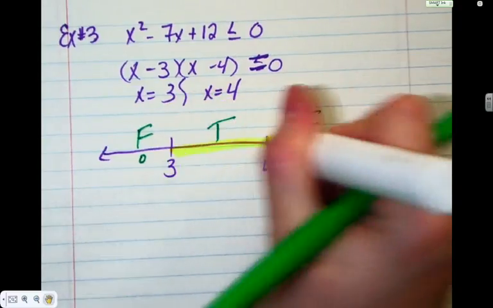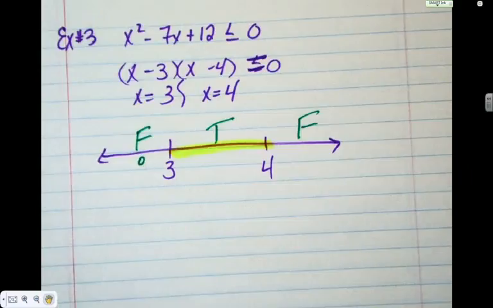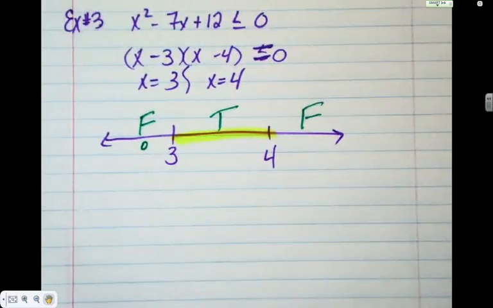Okay, highlight the region that is true. You're always picking the one that is true. 5 is just getting the answer.